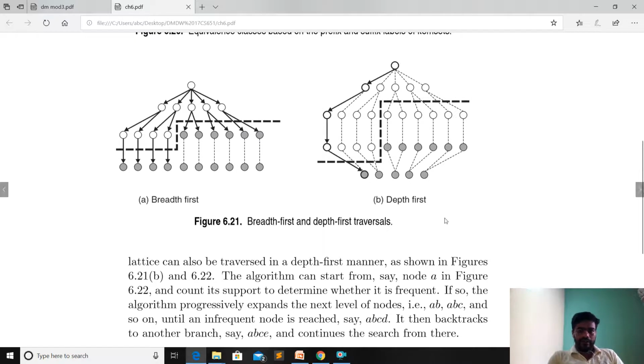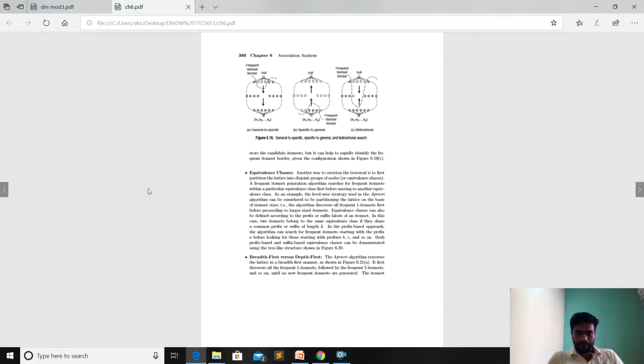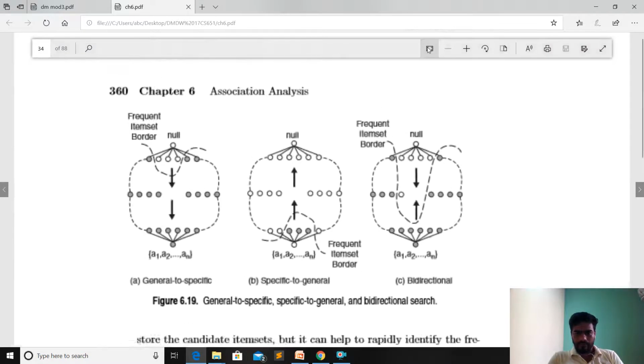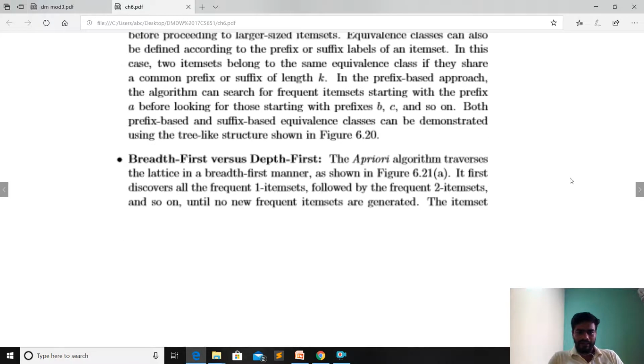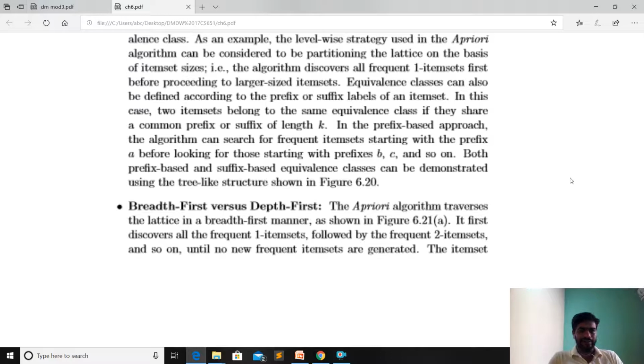Next is breadth versus depth. What is breadth first and depth first? The Apriori algorithm traverses the lattice in a breadth first manner. In breadth first, it first discovers all the frequent 1-item sets, followed by the frequent 2-item sets, and so on, until no new frequent item sets are generated.